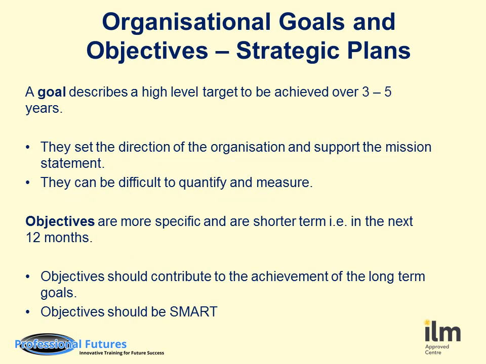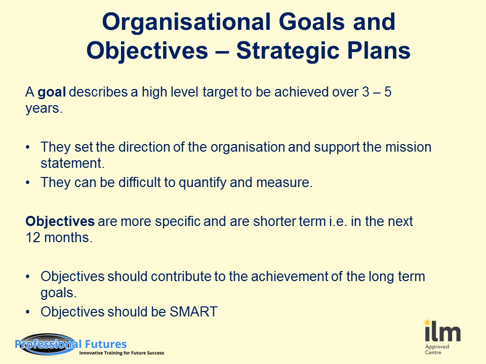Once your organisation has produced its vision and mission statements, the next stage is to produce a set of organisational goals. A goal describes a high-level target, usually to be achieved over 3 to 5 years. So they set the direction of the organisation and they support the mission statement. And they're often quite vague and they can be difficult to quantify and measure.